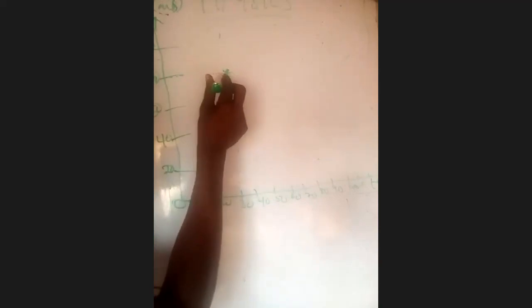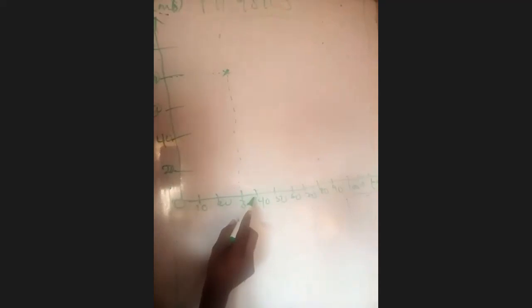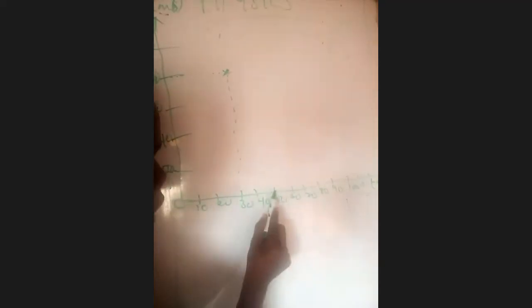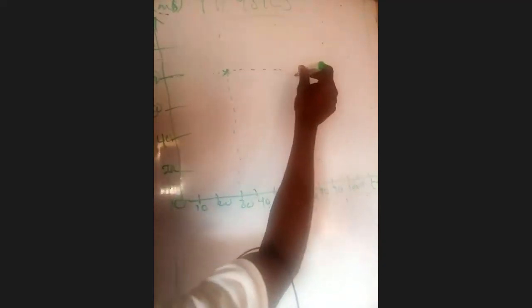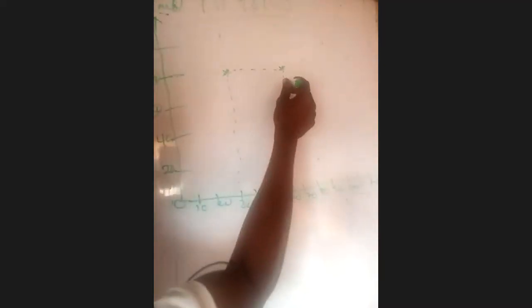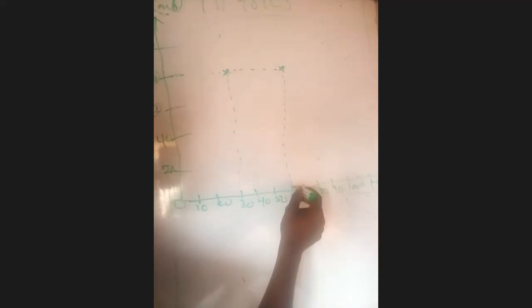Are you with me now? So after 30 seconds, it maintains this steady speed for another 30 seconds. It means that when the body reaches 80 meters per second, it maintains the speed for another 30 seconds. This is 10 seconds, 20 seconds, 30 seconds, so we reach 60. I hope you are following.